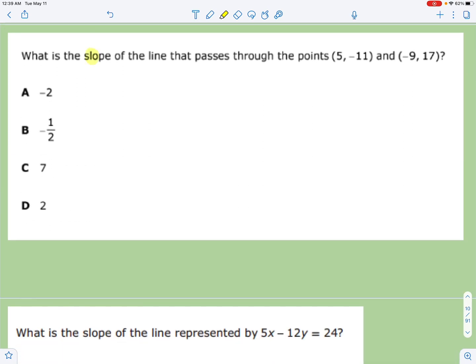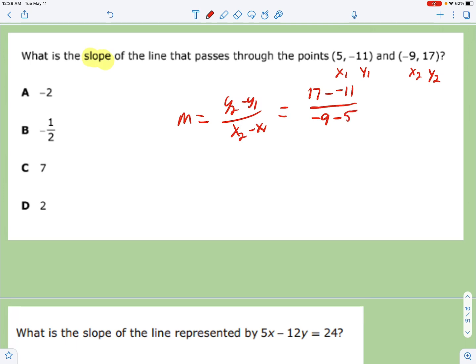Here, we're given 2 points. It says, what is the slope? Since we're given 2 points, we can label and plug it into the slope formula. So it's 17 minus negative 11 over negative 9 minus 5. So that's 28 over negative 14, which is negative 2. Gives us an answer of A.